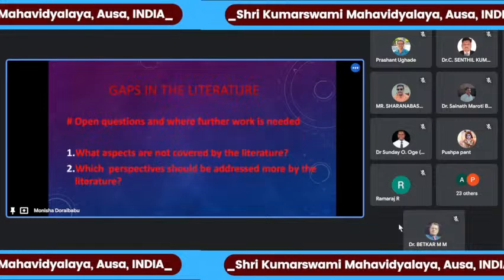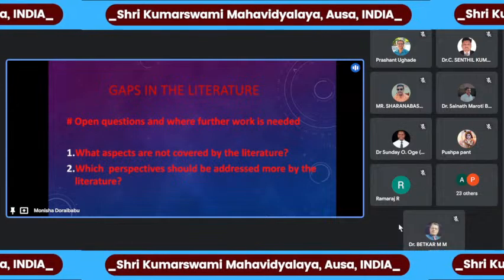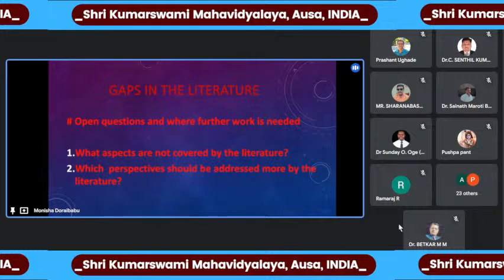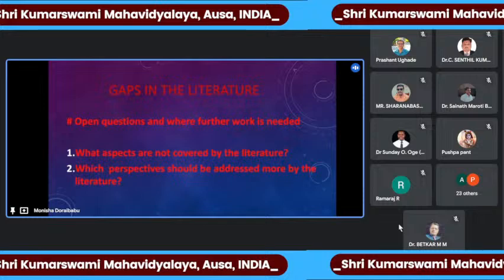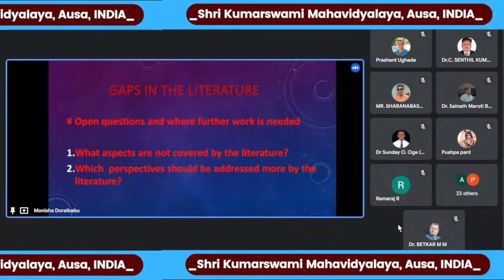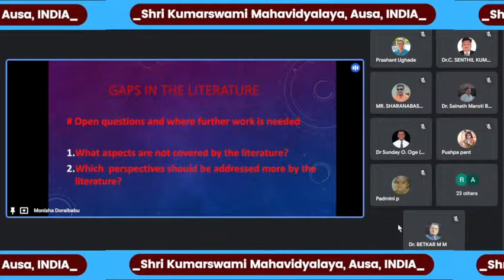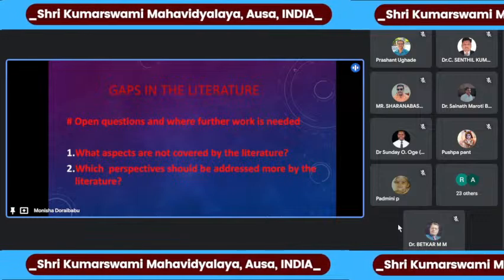Next one, this is the gap in the literature. If you find a gap in one review article, that will be a new research. For that, you have to go through at least 10 to 30 to 40 reviews to find a new further research. After going through 30 to 40 reviews, you will have plenty of questions.